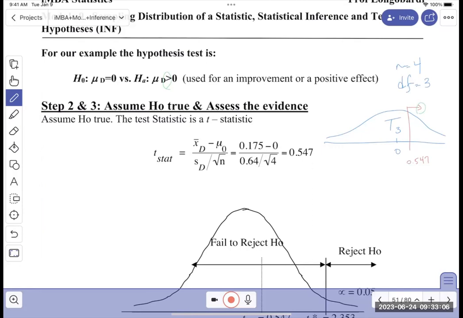Is it far in the tail? Is it unusual? Again, we really don't know. We're not that familiar with this distribution, but it doesn't look like it the way I've drawn it. So let's get the p-value, because that's going to make it all clear for us, right? Because the p-value is a standardized way of looking at things.